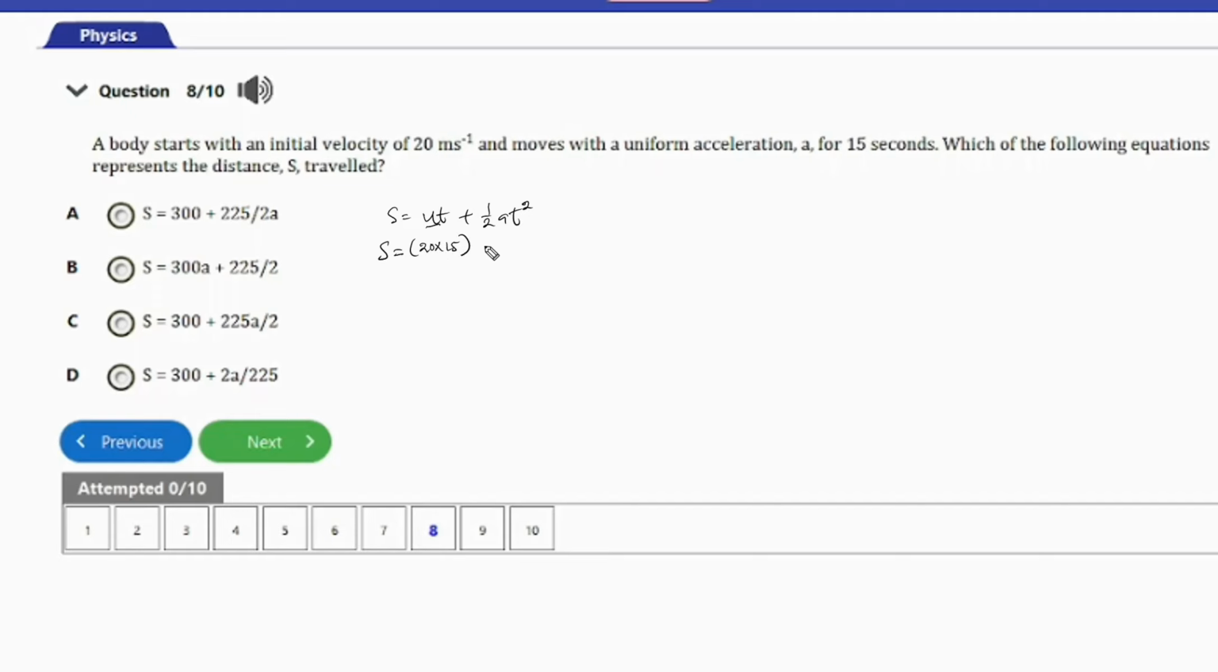So ut is 300, then that is plus half at squared. So t squared is 15 squared, which is 225. So 225 times a is 225a, and half of 225a is 225a over 2. So in that case, this will be 300 plus 225a over 2. So s is equal to 300 plus 225a over 2. And that's option C, guys. Let's go ahead and consider the next question.